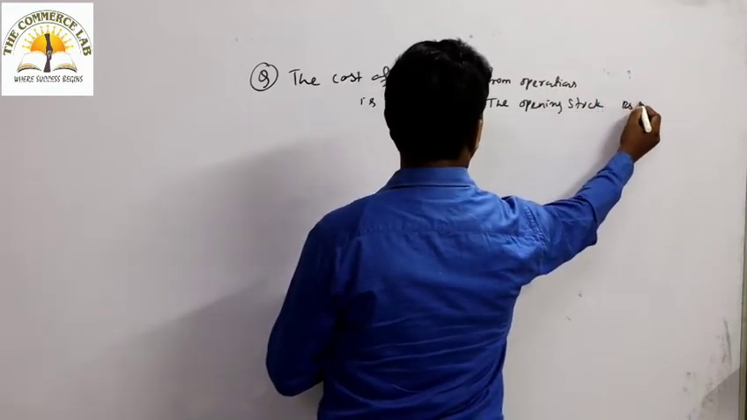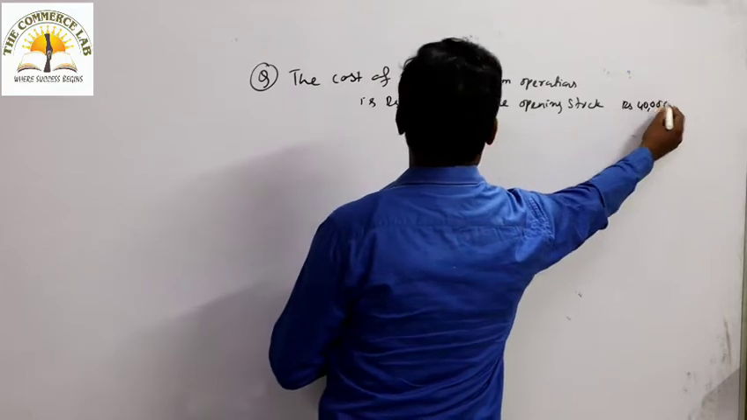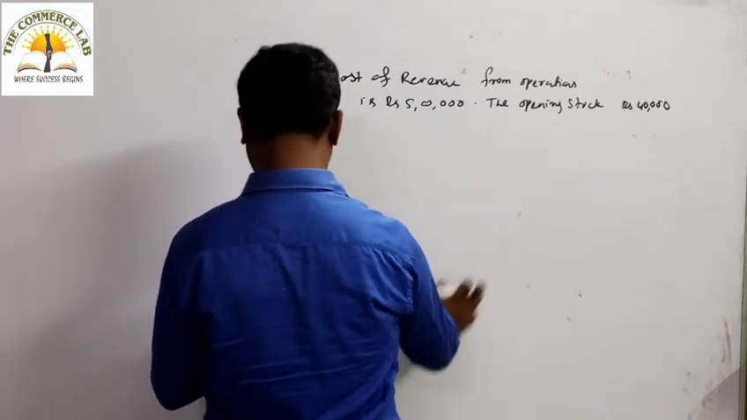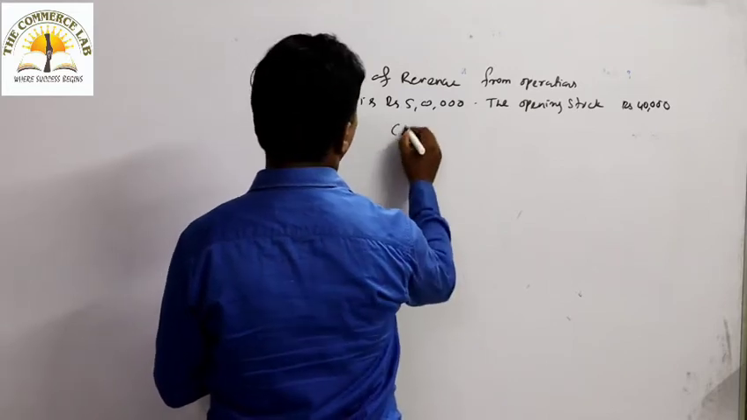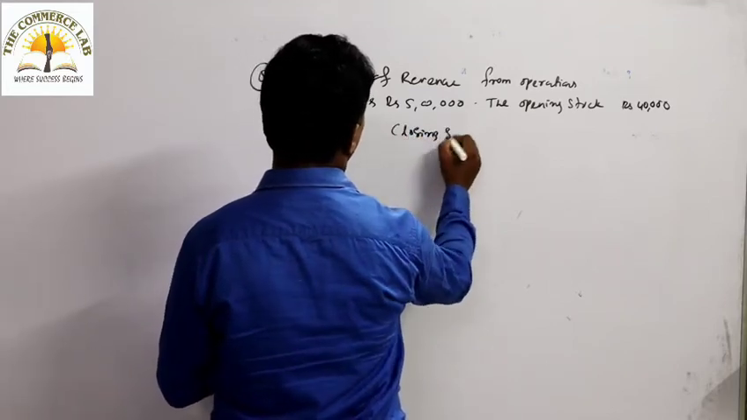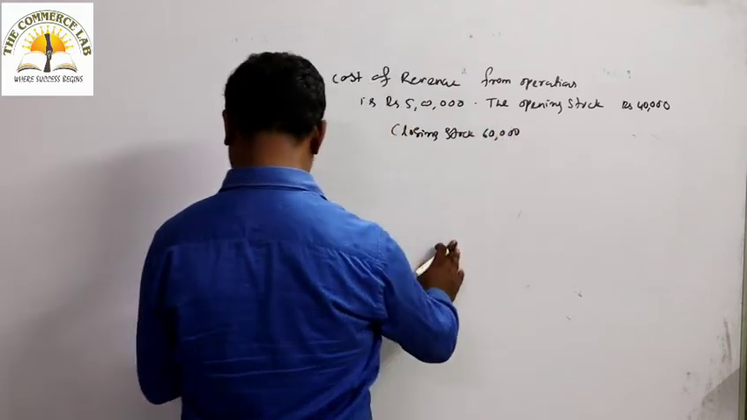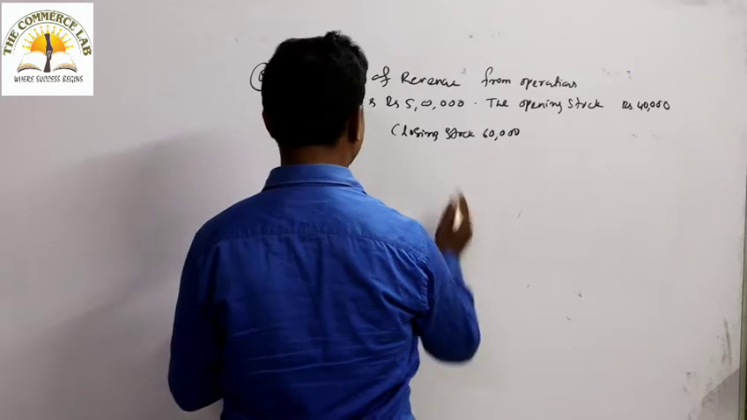Opening stock given, that is 40,000. 5 lakh given as cost of revenue from operation, opening stock 40,000 and closing stock given, that is 60,000. So what is being asked to calculate? Find out the inventory turnover ratio.